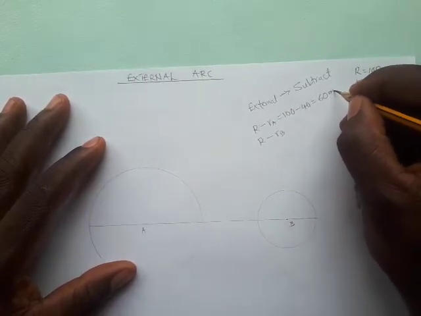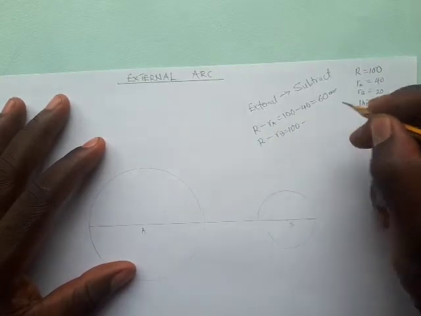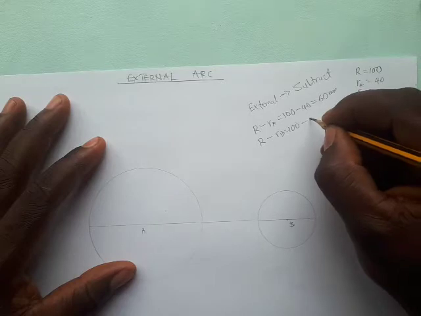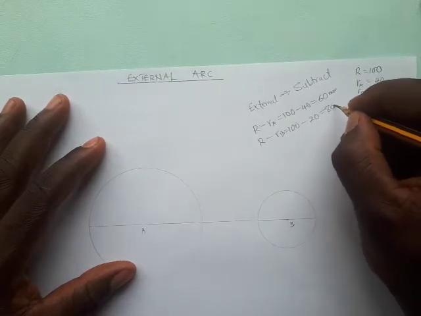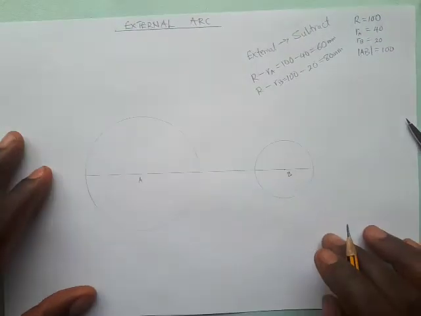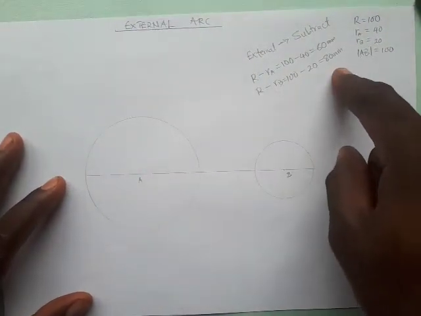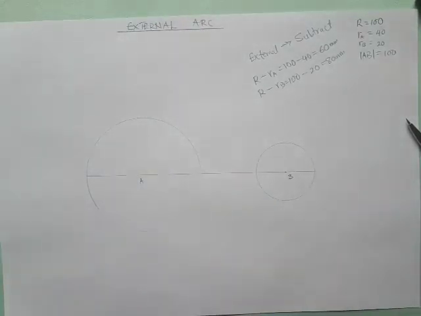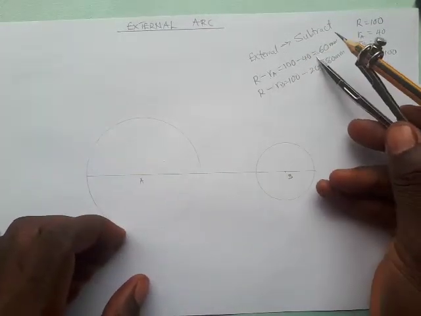So for this we have 100 minus 40, which is what? 60 mm. And for this we have 100 minus 20, which is what? 80 mm. I hope that's clear. Okay, now please remember these: addition for internal and subtraction for what? External. Very, very important.